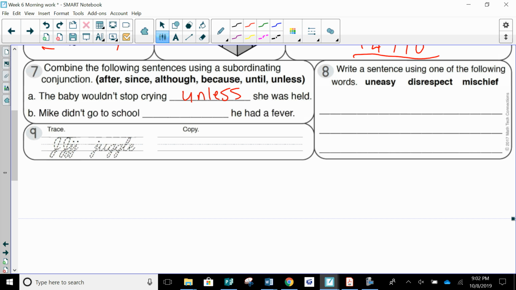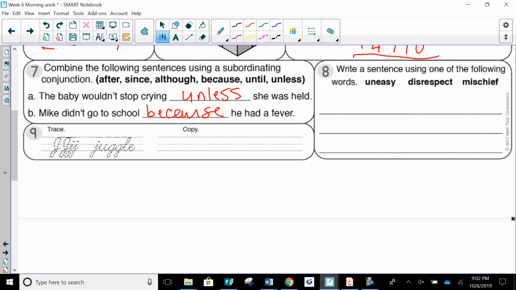Okay, B says Mike didn't go to school, blank, he had a fever. So Mike didn't go to school because, or I would say since he had a fever. Either one of those.